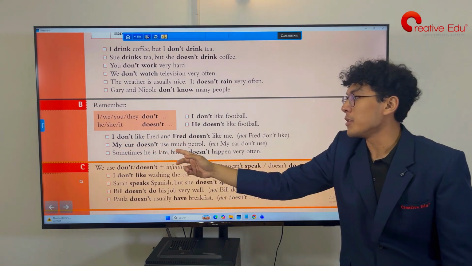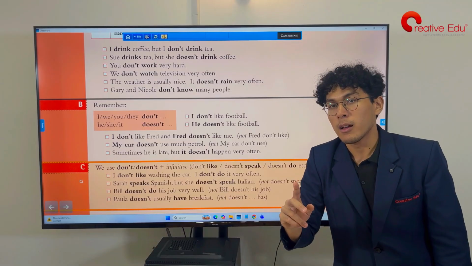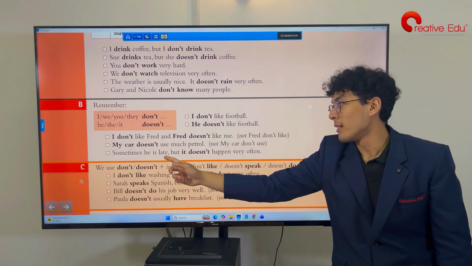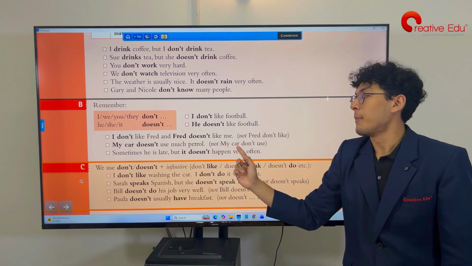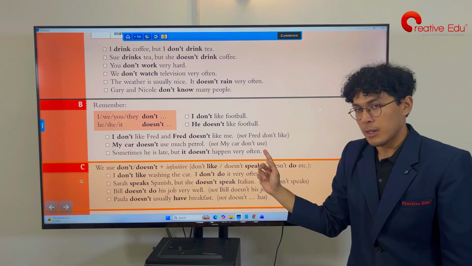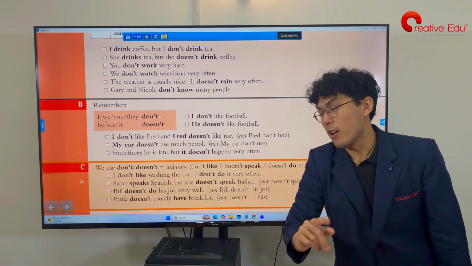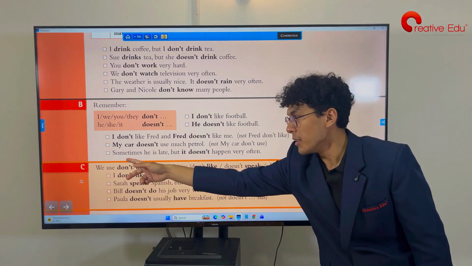All right, moving on to the second one. My car doesn't use much petrol. My car refers to one car only, so we use doesn't. And it's not my car don't use. Usually I would hear my car don't use. That is wrong.